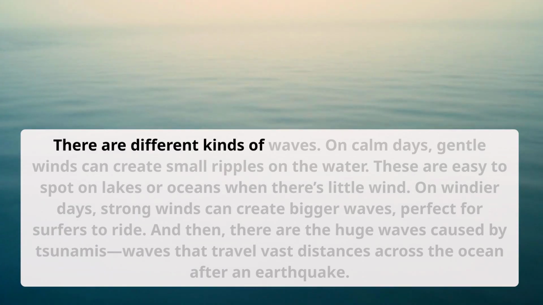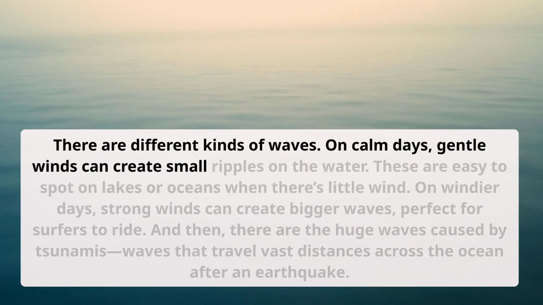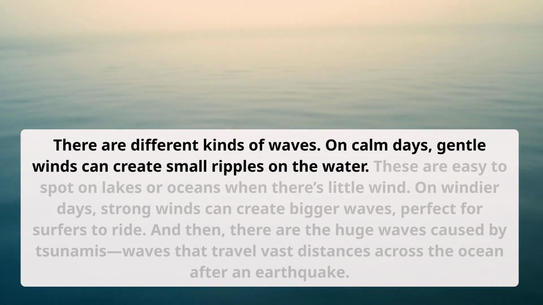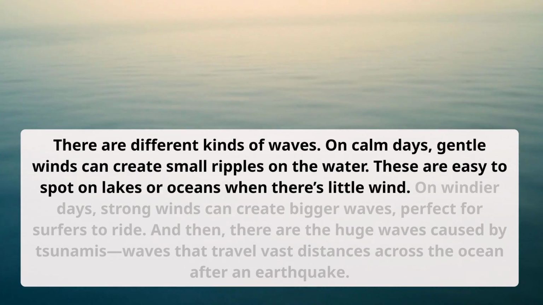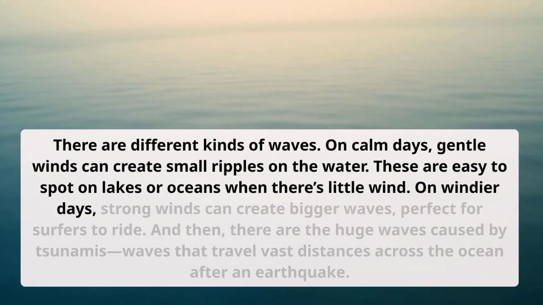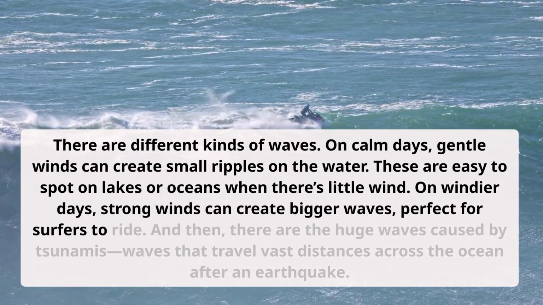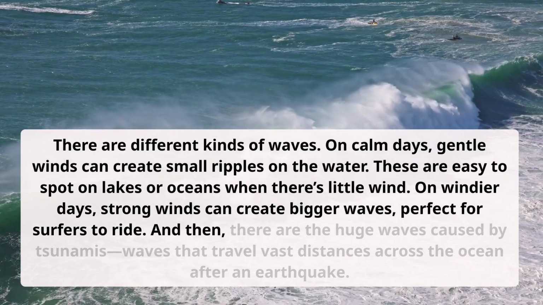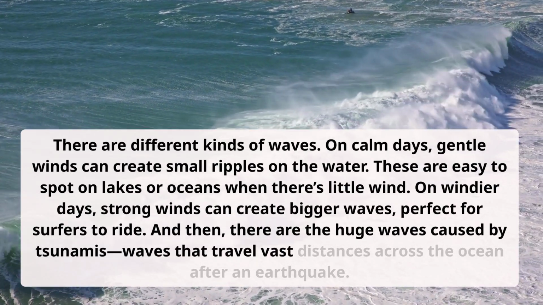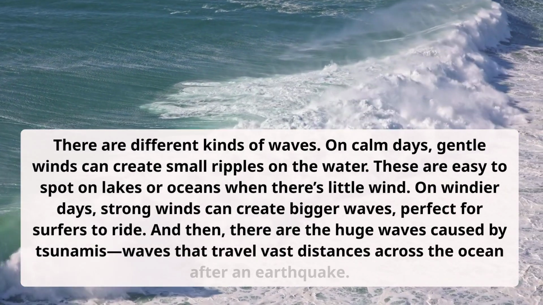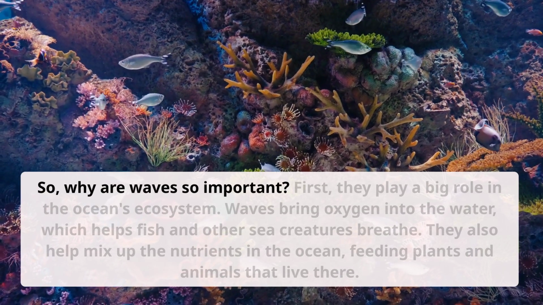There are different kinds of waves. On calm days, gentle winds can create small ripples on the water. These are easy to spot on lakes or oceans when there's little wind. On windier days, strong winds can create bigger waves, perfect for surfers to ride. And then, there are the huge waves caused by tsunamis, waves that travel vast distances across the ocean after an earthquake.